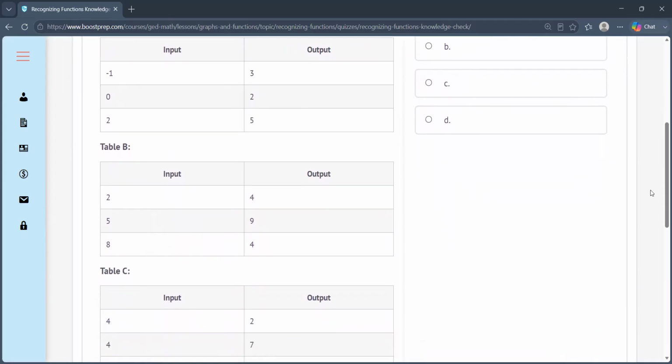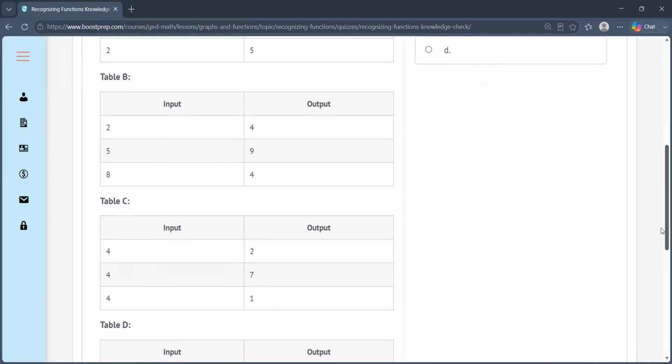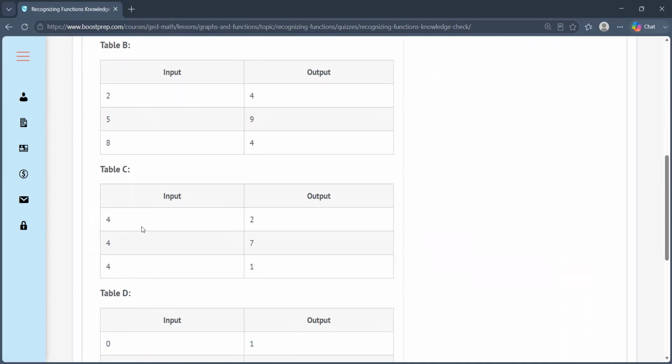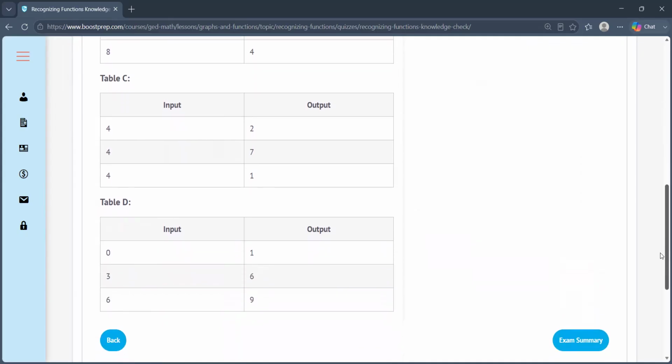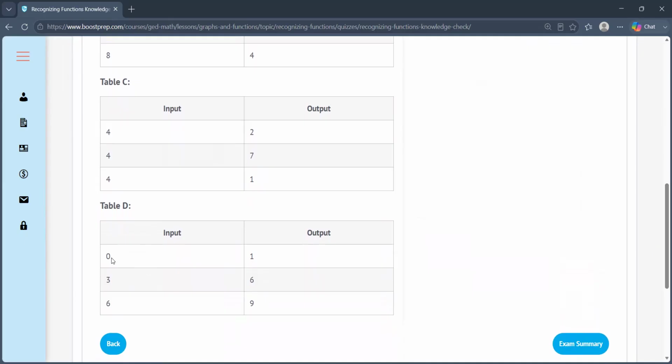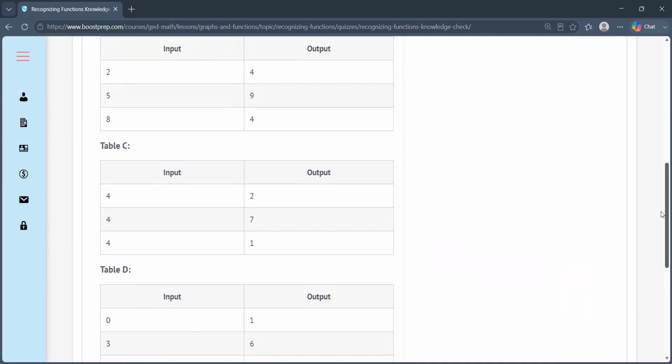What about table B? Here are your x values, 2, 5, 8. None of them repeat, so that is definitely a function. What about table C? You have x values of 4, 4, 4. They all repeat at 4, so that's definitely not a function. What about table D? Your x values are 0, 3, and 6. None of them repeat, so that is a function. So the correct answer has to be table C because you have a repeat of x values of 4.